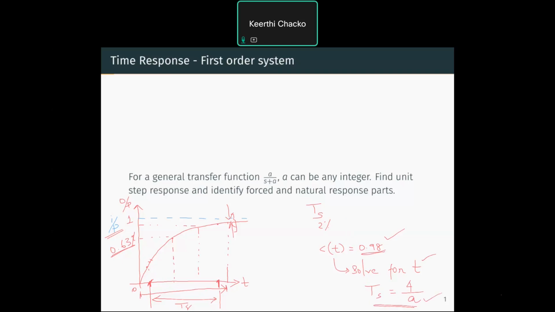All these parameters depend on a. So a is the deciding factor for a first order system. The value of a determines the settling time, the rise time, and also the time constant. So these are the different specifications for a first order system.